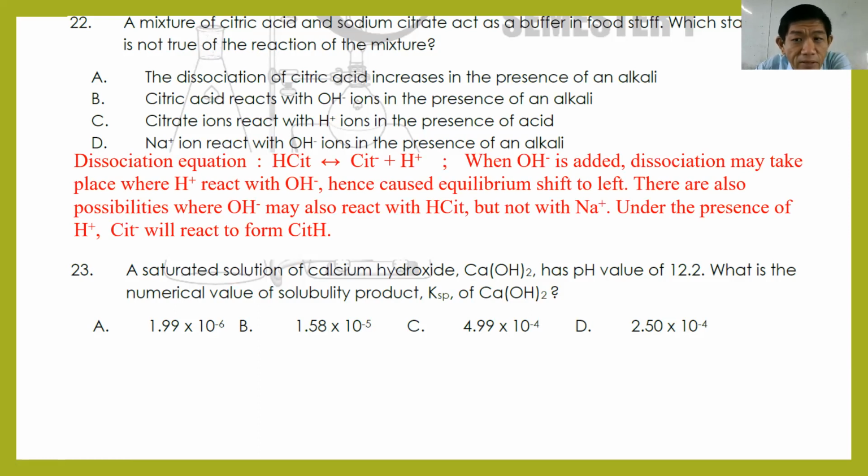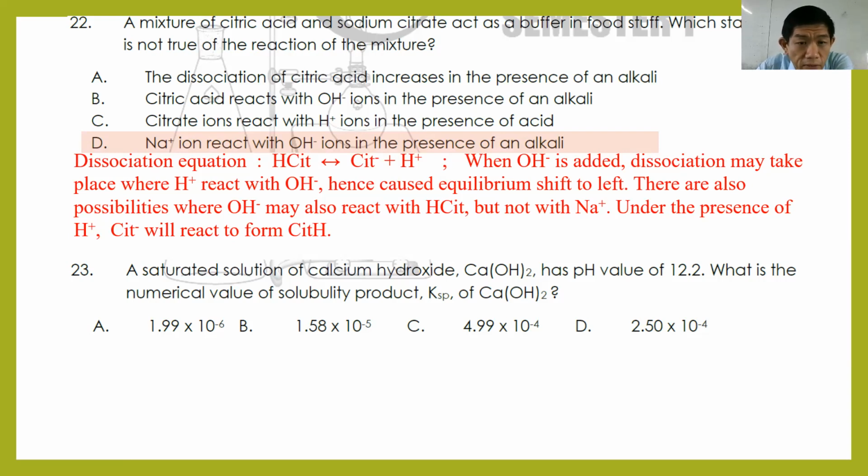In this case, there is a possibility that OH minus may react with the citric acid, but not with the sodium. Under H plus, citrate ion will react with the H. So the best answer in here is Na plus reacts with OH minus in the presence of alkali, which is totally wrong because Na plus and OH minus are far too apart from each other.